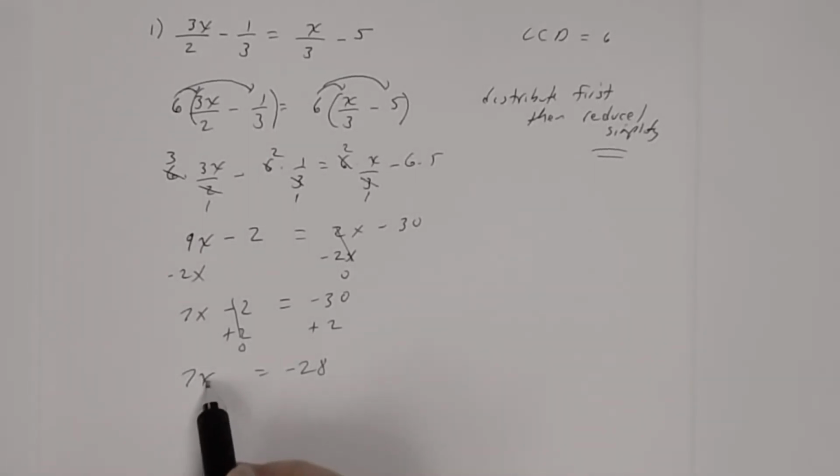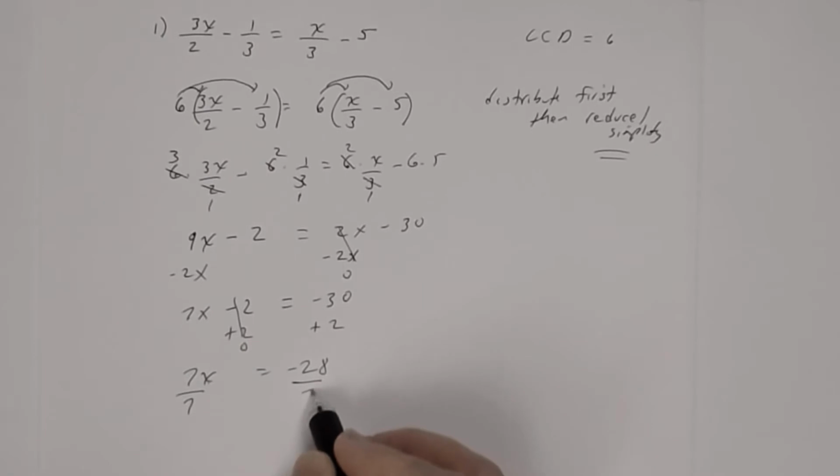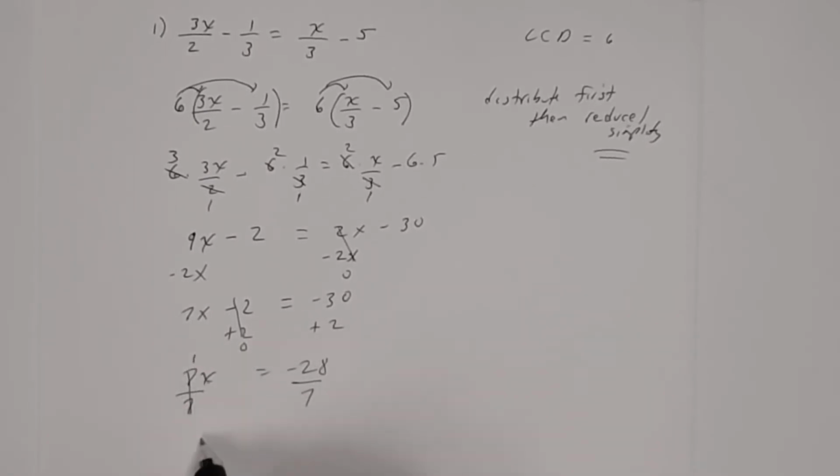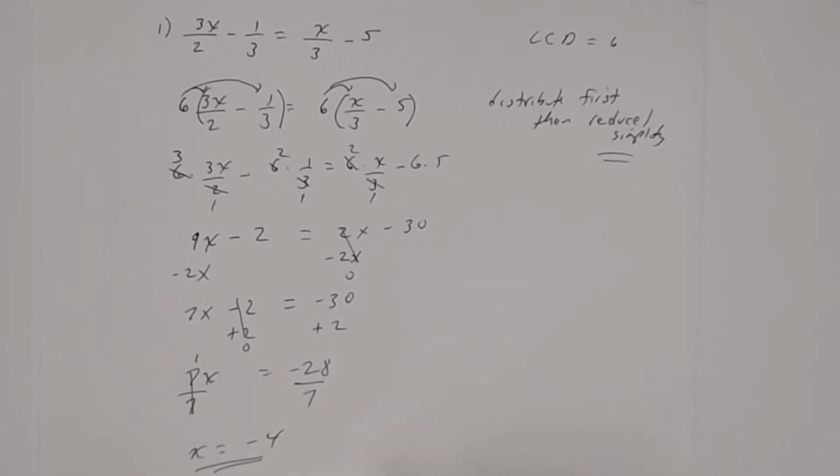Okay, so notice I'm multiplying x by 7. So the opposite of multiplication is division. So I'm going to divide both sides by 7. 7 divided by 7 is 1. So I get x equal negative 4. Okay, all right, so that is the solution to the original equation.